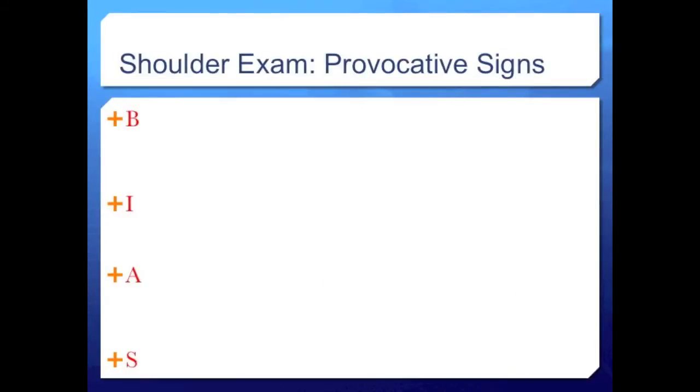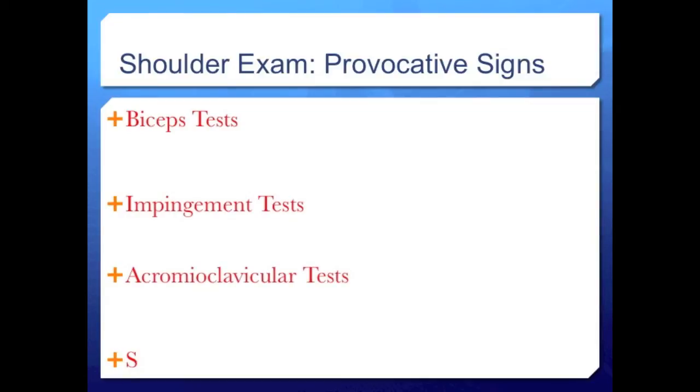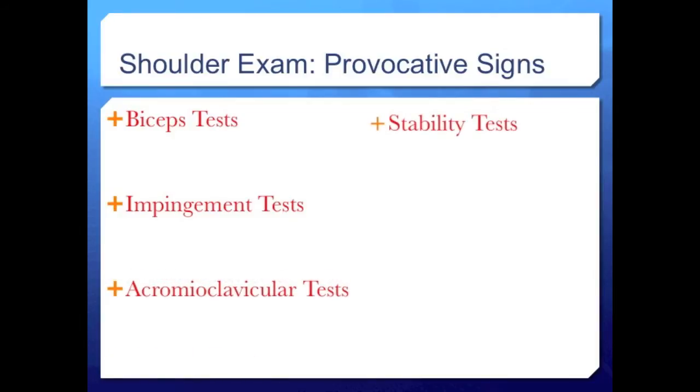We have now completed the shoulder provocative tests. You may want to review the categories of the tests a few times until you can recall them easily. If you use bias as a mnemonic, remember that B is for biceps, I is for impingement, A is for acromioclavicular, and S is for the stability tests. You can then add in the specific tests of each category.